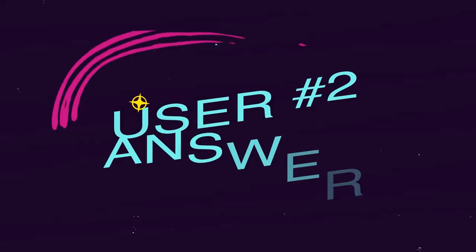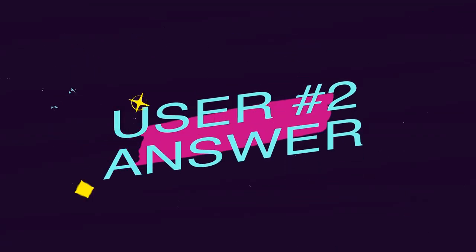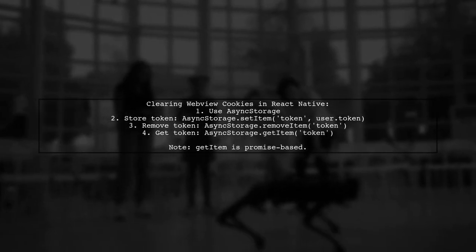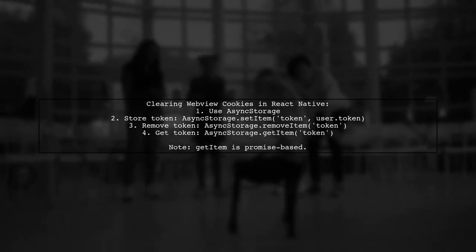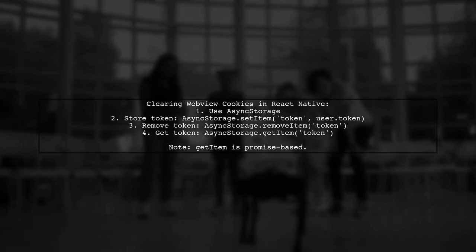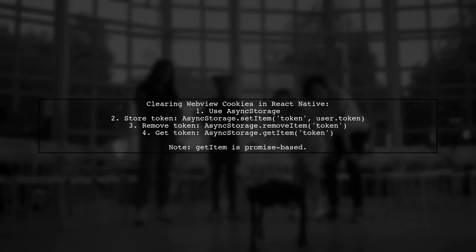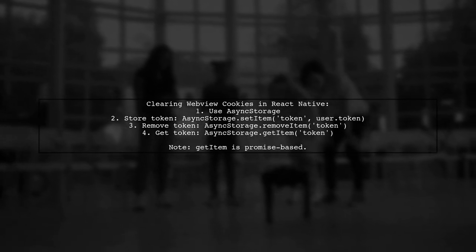Let's now look at another user-suggested answer. To clear WebView cookies in React Native, you can use async storage. First, store the user's token with setItem, then remove it with removeItem. Remember, getItem is promise-based, so handle it accordingly.